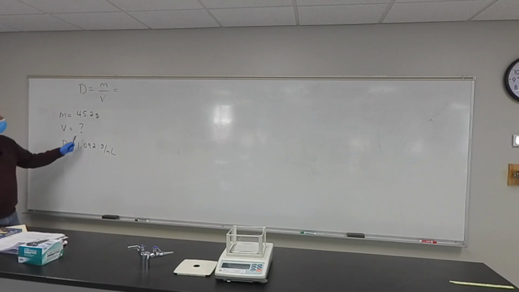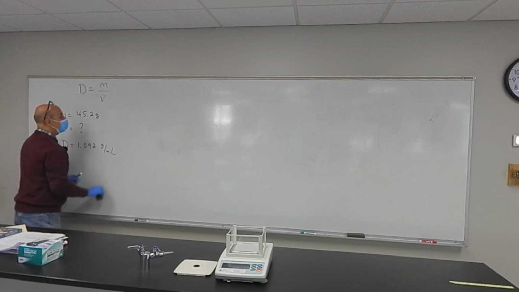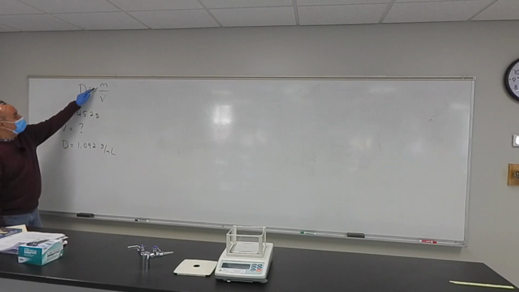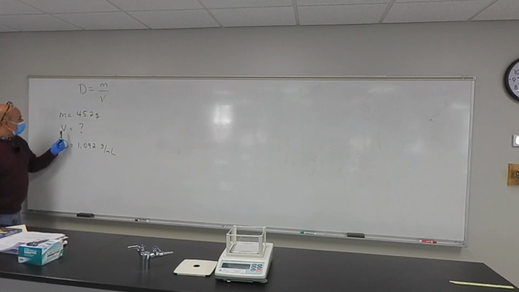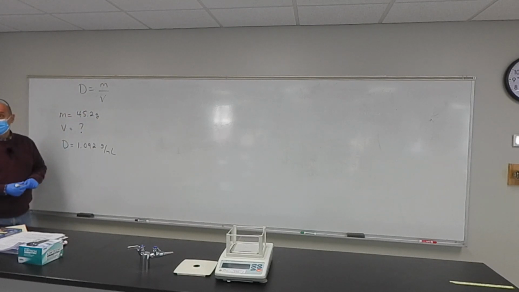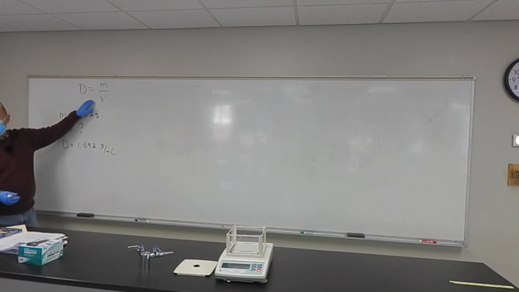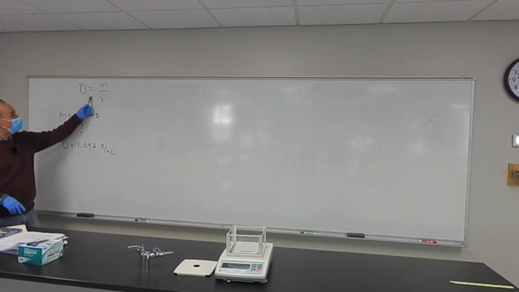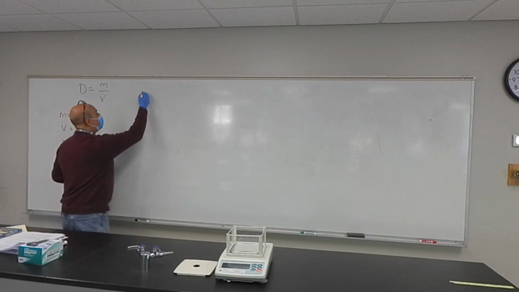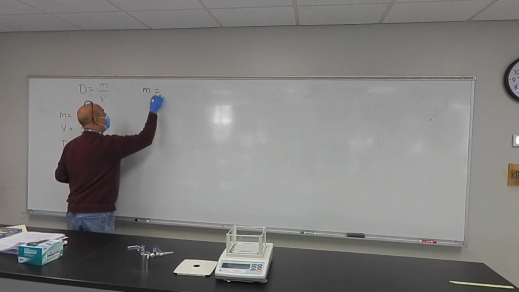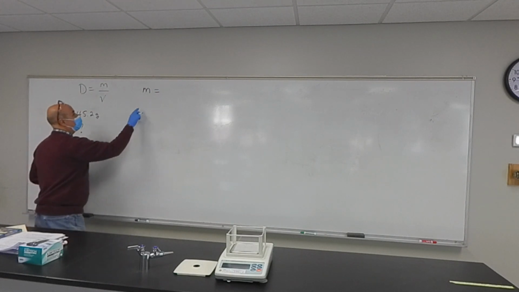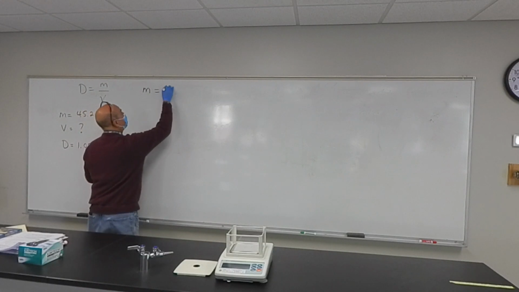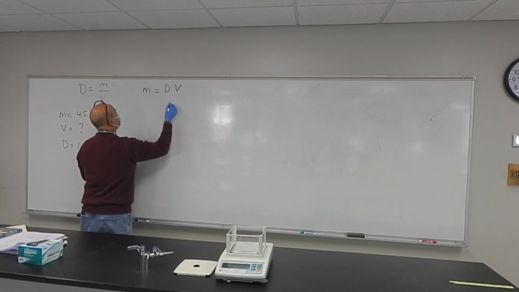Well, let's see what we have to do. We know that this equation is correct: density equals mass over volume. Here we don't have the volume, so we need to somehow have an equation in terms of density and mass that gives us volume. So we rearrange that formula. I'm going to rearrange it two different ways so that you see that there are two formulas that can come out of that single formula. I could rearrange it so that mass is by itself on one side of the equal sign, and that would be density times volume.